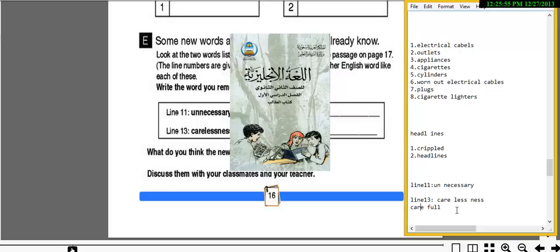So you see, there is a careful, careless word. If you want to get to know the meaning, it's not careful. It's not something that, yes, you care about. It's something you don't care about. Okay.